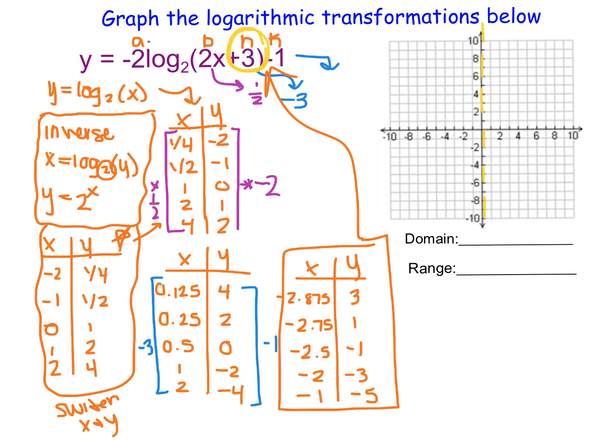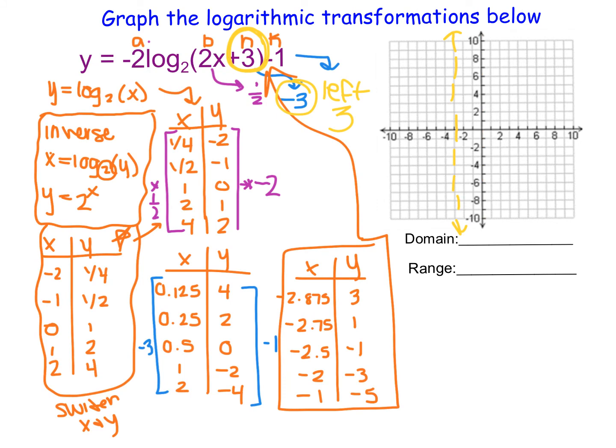Well, h applied a -3 to all of our points. Because h works the opposite of what we expect, it moved it left 3. Since all the points on our graph moved left 3, this vertical asymptote also moved to the left 3 and has a new location here. So this is the imaginary line that our logarithmic function will not cross. We have to keep that in mind as we create our function.